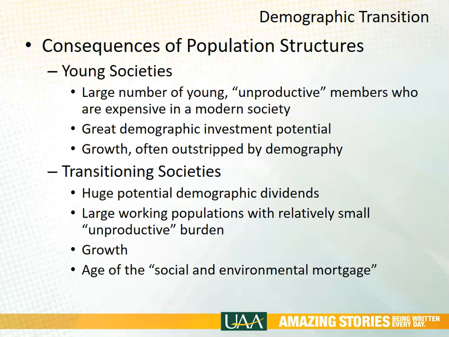All of these things have important consequences for population structures. As the demographic transition begins to unfold, societies tend to be very young. As a result of this, there are large numbers of young, relatively unproductive members of society who, in a non-modern society, are economically useful, but in a modern society tend to be quite expensive. They need to be schooled, they need to be fed and clothed, they need housing, and it's not entirely easy to produce that in an urban environment.